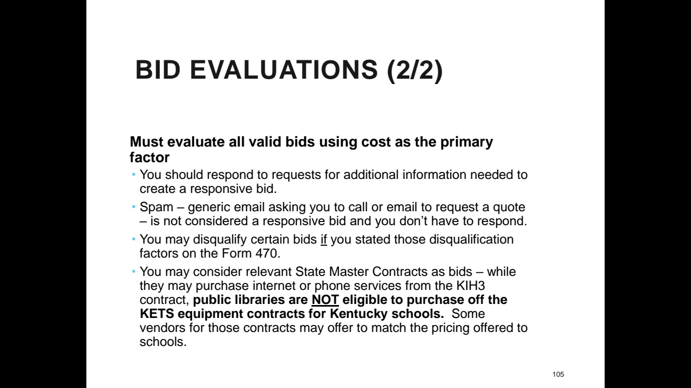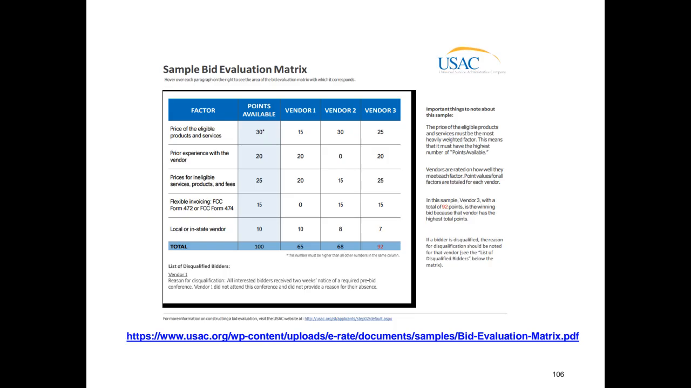You may also disqualify bids if you stated disqualification factors in your RFP or narrative information. For example, you're going to reject bids from vendors that don't have a SPIN, or from vendors that haven't filed the annual certification form. If you've got those kinds of yes or no, binary statements for disqualification factors, you can disqualify bids. You just want to be really careful and look through the entire proposal to make sure that whatever was required and missing is actually missing. You can also consider some state contracts as bids. I don't think many Kentucky libraries really do that, but that is an option.